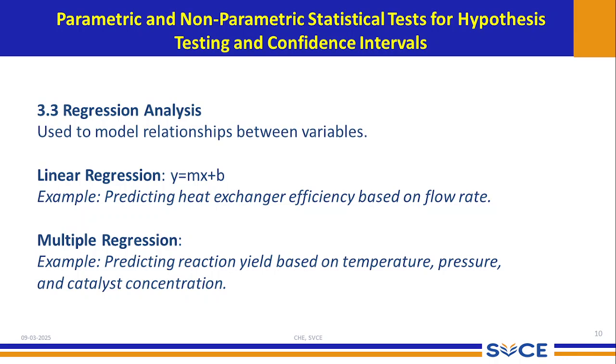And coming to multiple regression, predicting the reaction yield based on the temperature, pressure and catalyst concentration. So, reaction yield is based on three parameters. Okay, so we will go for a multiple regression.